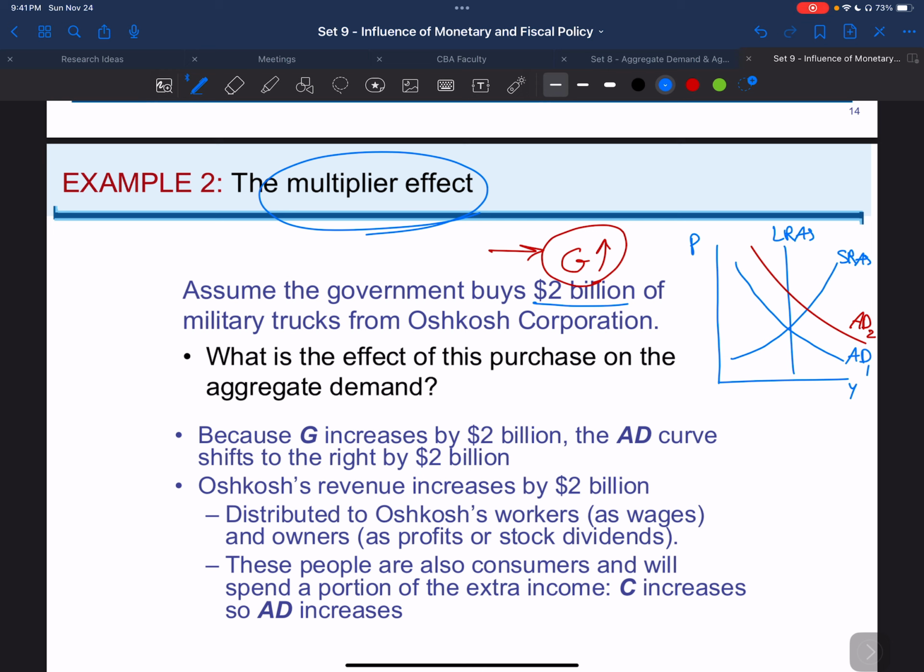So this G is spending that the government is doing on, for example, education, public employees, or building highways, or, for example, on security. These are all public expenses, all government spending, that are salaries or wages for the people who are working in those sectors.